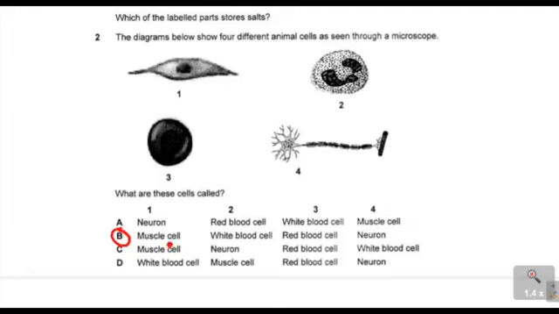Number 1 is the muscle cell. Number 2 is the white blood cell. Cell 3 is the red blood cell. And cell 4 is the neuron cell or the nerve cell. So we have answered this question. We now move on to our next question.